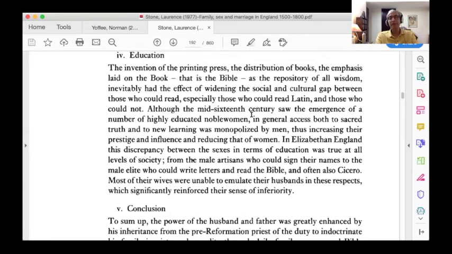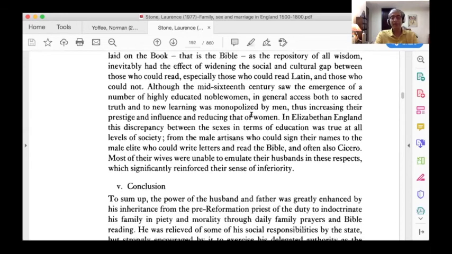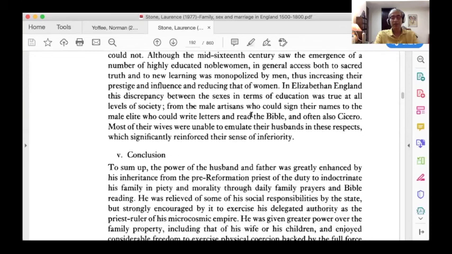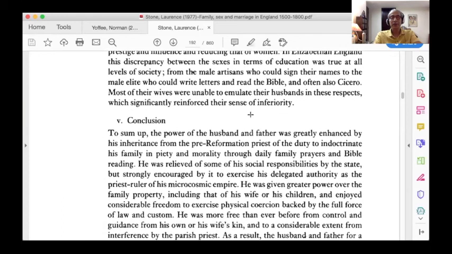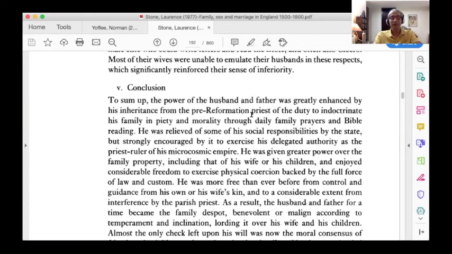Although the mid-16th century saw the emergence of a number of highly educated noble women, in general, access to both sacred truth and to new learning was monopolized by men, thus increasing their prestige and influence and reducing that of women. In Elizabethan England, this discrepancy between the sexes in terms of education was true of all levels of society, from the male artisans who could sign their names to the male elite who could write letters and read the Bible, and often also Cicero. Most of their wives were unable to emulate their husbands in these respects, which significantly reinforced their sense of inferiority.